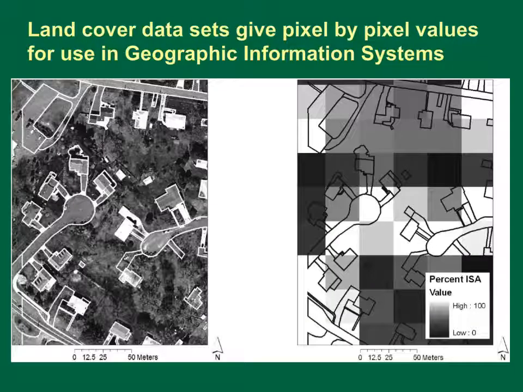Land cover datasets give pixel-by-pixel values for use in Geographic Information Systems. This map shows a hand-digitized impervious dataset on the left and the equivalent rasterized impervious data from the National Land Cover Dataset, NLCD, on the right. In this case, the lighter areas are more impervious and the darker areas are more pervious based on the amount of pavement and rooftop area in each cell. Such data are difficult to process manually, but are a powerful tool when used with Geographic Information Systems.